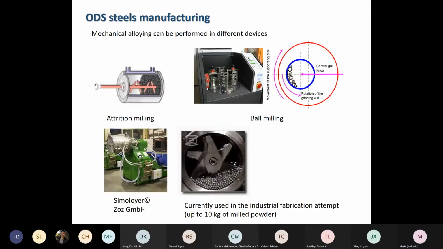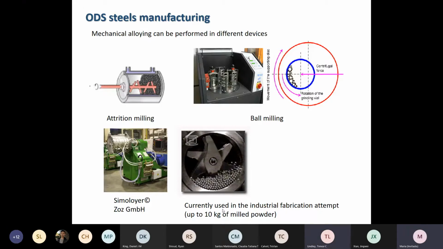And after that, we go ahead with the mechanical alloying, which can be performed in different devices: attrition milling, ball milling, or this simulator that I show here in the picture, which is actually the device type that allows us to produce a semi-industrial amount of the material, up to 10, 20 kilos. And this is one of the handicaps that we may highlight, something to complain about, that all that I am talking about is laboratory scale.